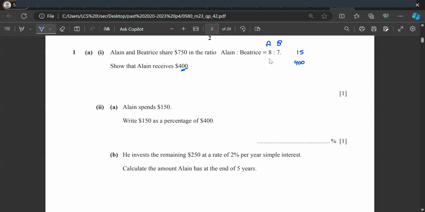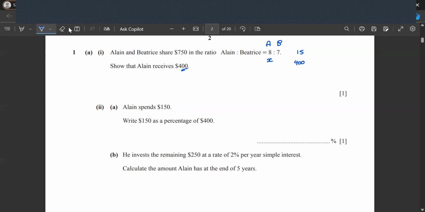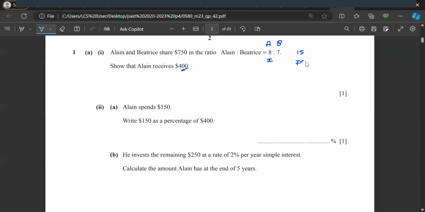If he wants Alan, I'm going to do cross multiplication with Alan. If you want Petrus, I'm going to do cross multiplication with Petrus. So he needs X here. No, wait, sorry. The total is 750, and then I'm going to get Alan. So X equals 8 multiplied by 750 over 15, and you will get 400 directly.